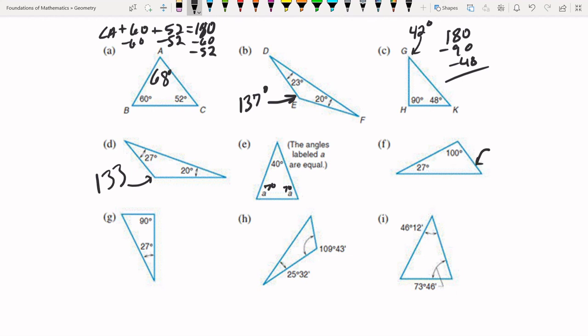All right, this one has 127, so we're going to subtract those from 180. 180 minus 100 minus 27. That gives me 53 degrees. Once again, we have a right angle because 90 degrees is a right angle. So this is a right triangle. That's what I meant to say. 180 minus 90 minus 27. That gives me 63 degrees here.